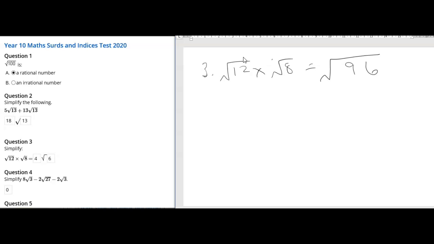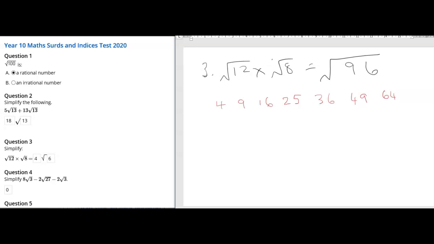Now, when you've got a high number, you likely have to simplify it. To simplify it, you've got to ask yourself, what square number goes into 96? If you're unsure what our square numbers are, they are 4, so 4 is 2 squared. 9, so 3 squared. 16, 4 squared. 25, 5 squared. 36, 6 squared. 49, 7 squared. 64, 8 squared, and you get the gist. I'm sure you could keep going.